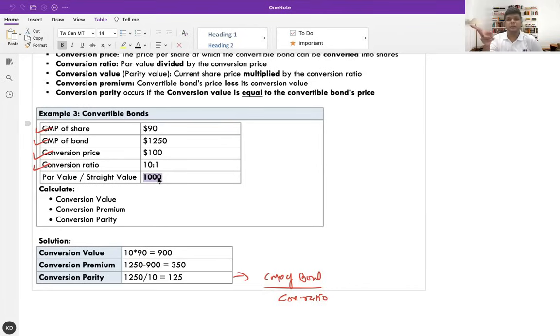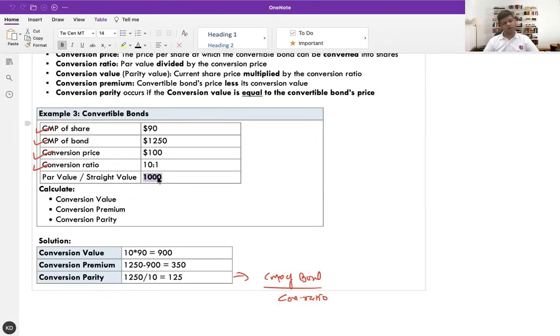Who gets paid first? Bondholders or equity shareholders? Bondholders. Clear? So, you know what? It's a double-edged sword. You pay a premium, but you also get a benefit. So you get an upside potential and your downside is also protected. That's why convertible bonds are said to be better at times than direct equity investments.